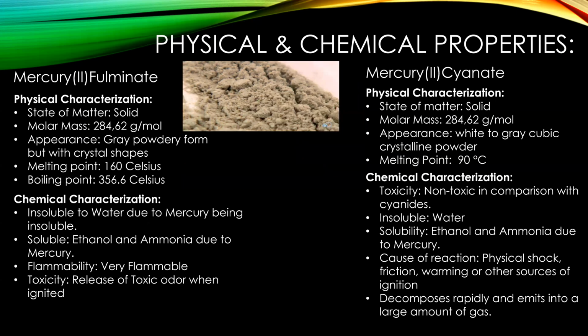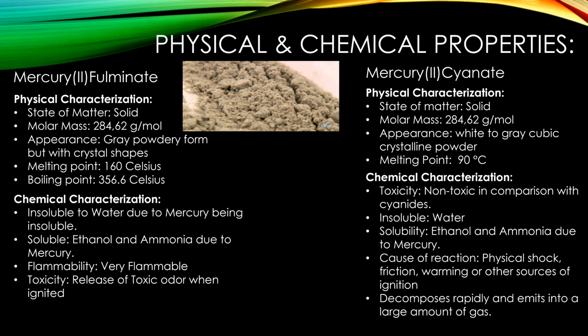Okay, physical and chemical properties. Mercury fulminate has physical properties. Well, they're both solids. They both have the same molar mass because they're the same elements being used in the same amount. Appearance: one is gray, powdery with crystal shape. The other one is white to gray, cubic, crystalline powder. So one will be thicker and the other won't. Melting points are different. One is 90 degrees, one is 60 degrees.